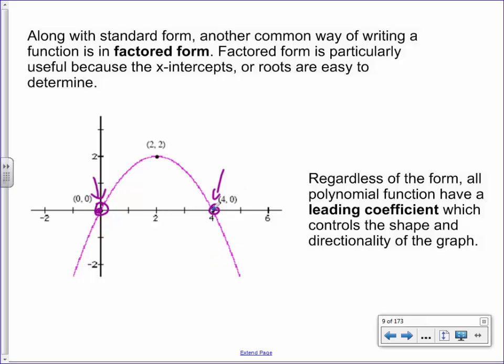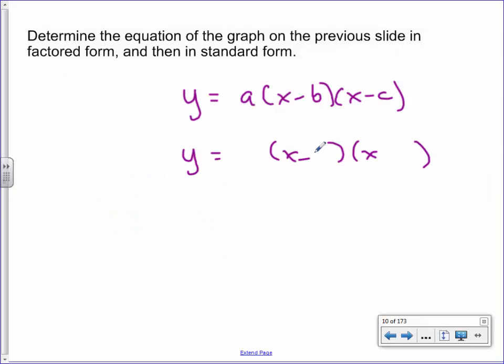Okay. So let's do this one right here. If one of the roots, if one of the x-intercepts is 4, then the factor has to be x minus 4. Does that make sense? Because if you plug in 4, 4 minus 4 will give you 0.